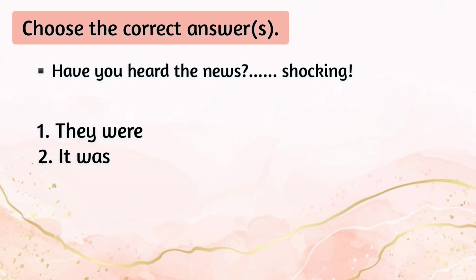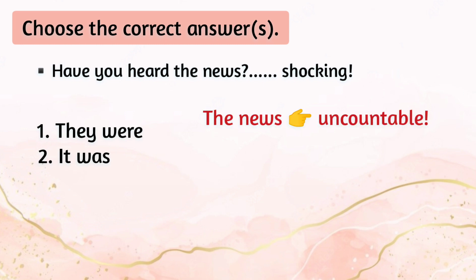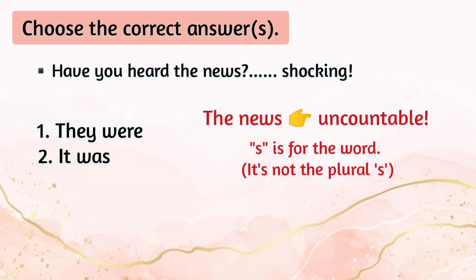Have you heard the news? Shocking. Okay, this one's really tricky. The word the news is an uncountable noun. You might say, why? It's got an S at the end of it, but that S is not the plural S. It's just part of the word news. So we can't say they were shocking. We say it was shocking.